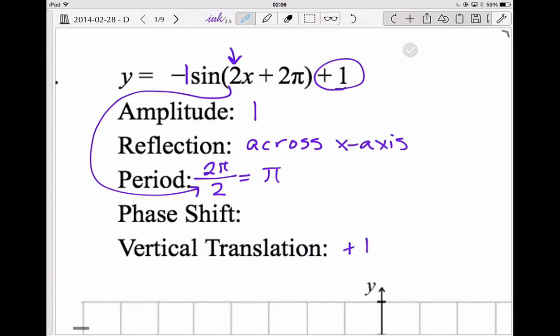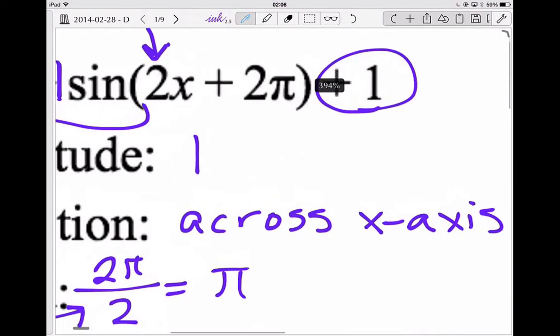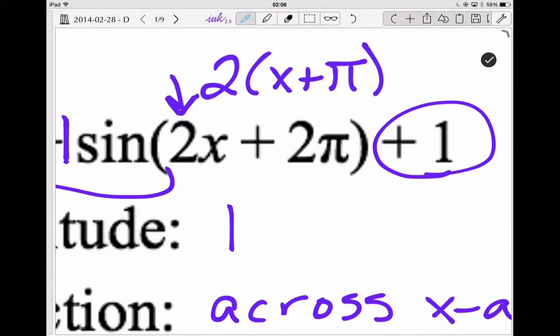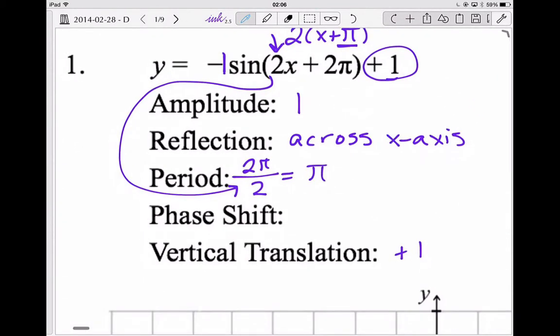and the only one left is phase shift, which is kind of the pain in the butt of the entire family. In order to find the phase shift, you need to take that coefficient of x and you need to factor it out. And now this number is your phase shift. Remember that stuff that affects the x values always is backwards of what you would expect. So if we have x plus pi inside our function, that means that we're going to move left pi. And you can write that as left pi, or you can write that as negative pi.